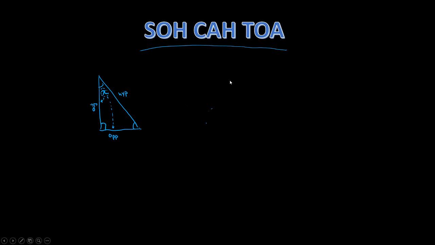We'll see that this is called SOHCAHTOA, so the S stands for sine, the C stands for cosine, and the T stands for tangent. And this just refers to ratios of the sides of the triangle. So when we say sine of x, we actually mean the opposite over the hypotenuse. The opposite of x over the hypotenuse of x.